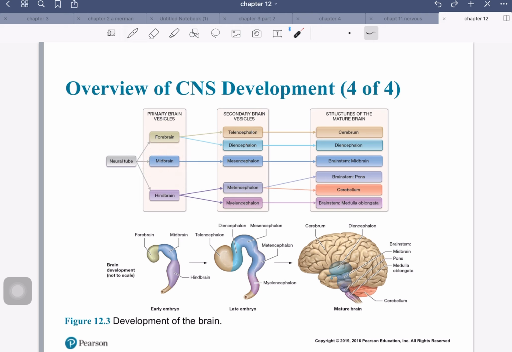And we can see here, actually what we do is we start off with a long tube structure, and the tube structure then ends up with swellings within it, and then it's going to change shape. It's going to fold on itself and bend in a few places. So we're going to start off with that neural tube.